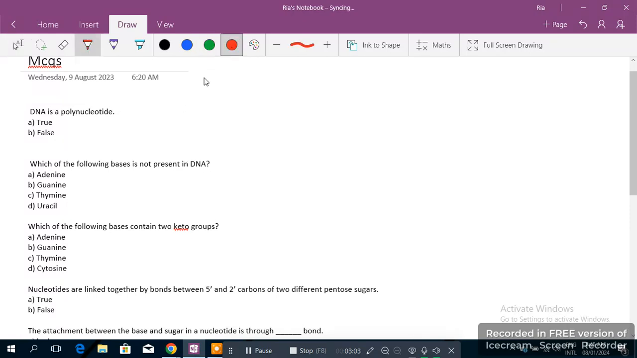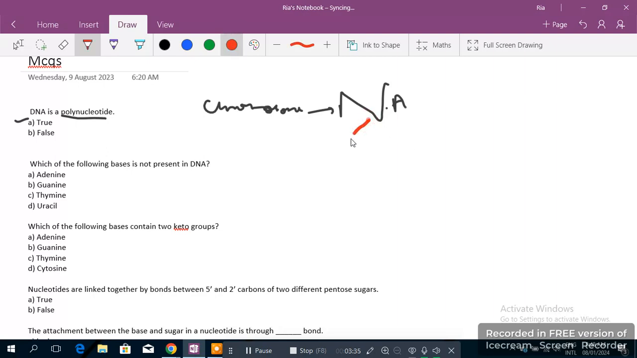So here I go with the MCQs. First question: DNA is a polynucleotide. Is this true or false? The right answer is A. Why? Just because we know chromosomes are made up of nucleic acid, and we have discussed nucleic acid in great detail. The nucleic acid is composed of what? That's composed of RNA and DNA.